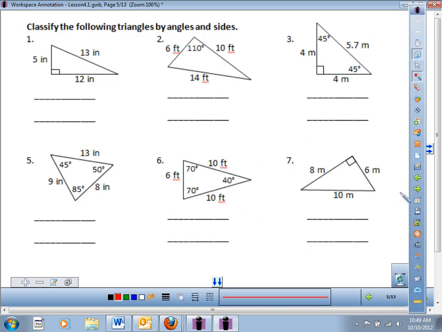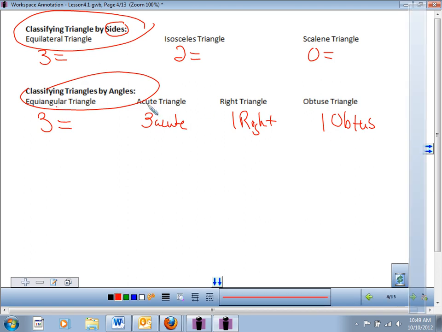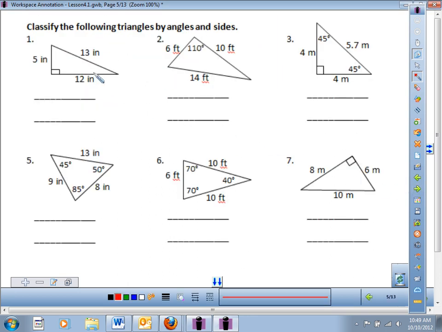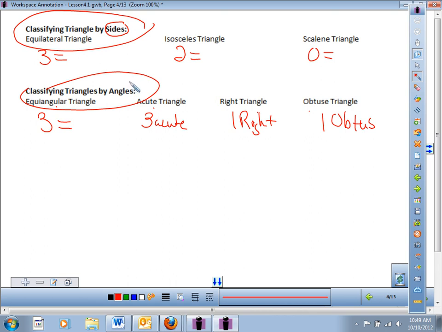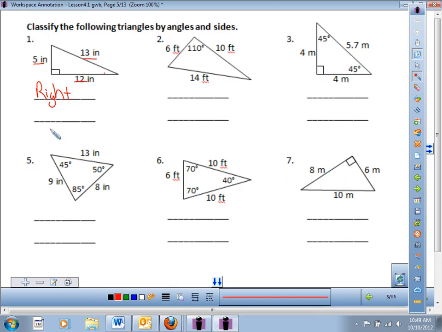If we look at number 1, the first thing we're going to do is classify it by angles. Okay, so remember our ways to classify by angles: equiangular, acute, right, obtuse. Okay, so let's go by angles first. So we look at this guy, what kind of angles do we have? We got a right angle, so this is right. Again, this is acute and acute, but it doesn't matter. Once we see a right or an obtuse angle, we know it's going to be a right or an obtuse. All right, then we look at our sides. How many equal sides do we have? Well, we have no equal sides, so what kind of triangle is it by sides? Well, that makes it scalene. So this is a right scalene triangle.